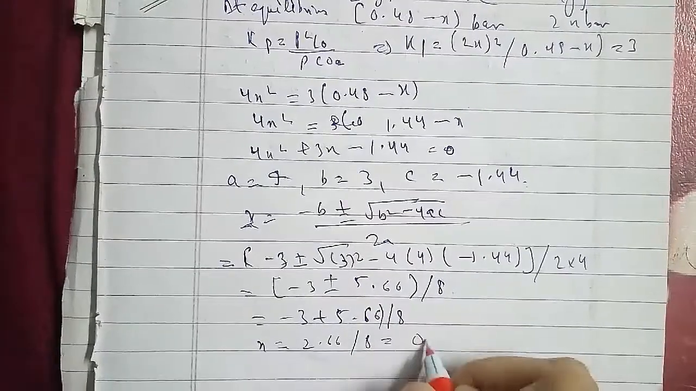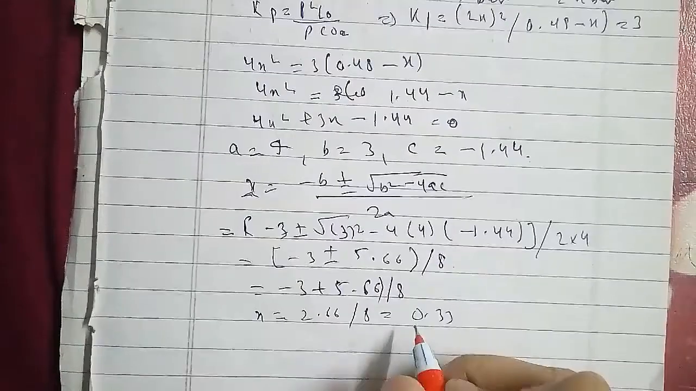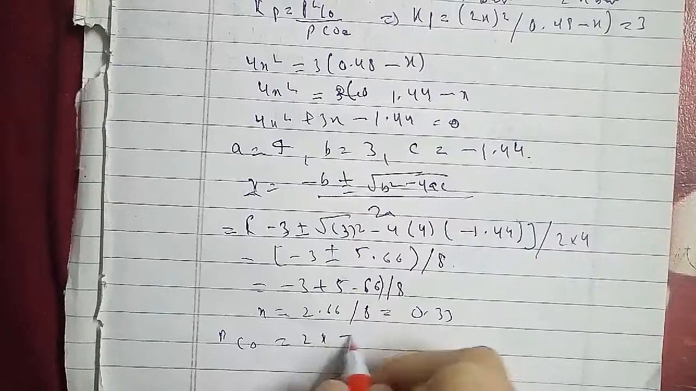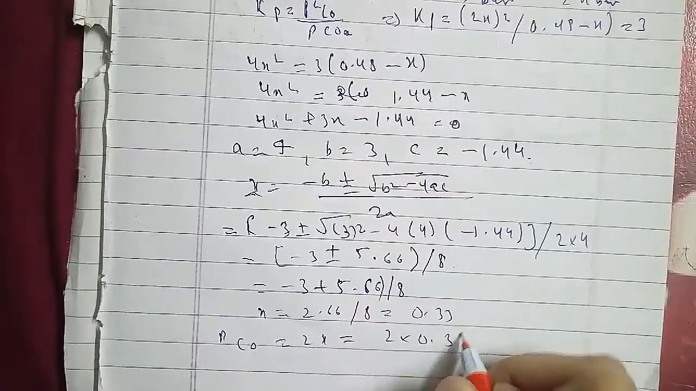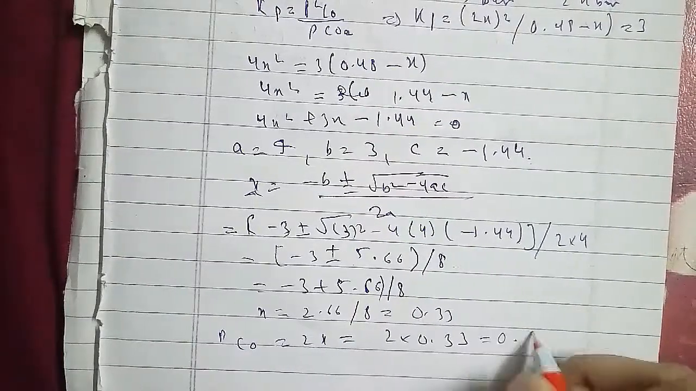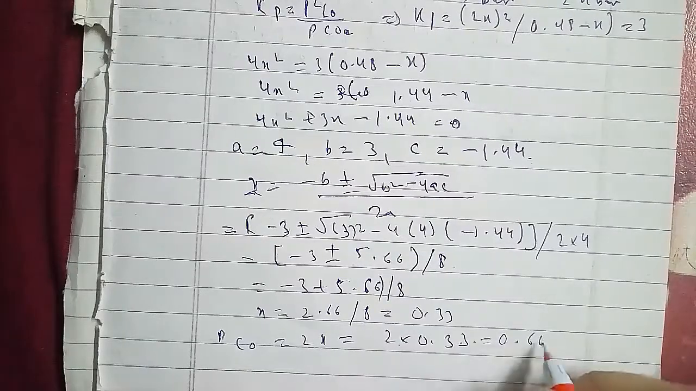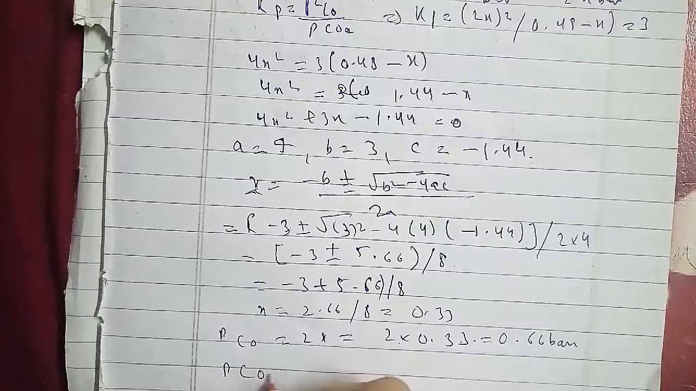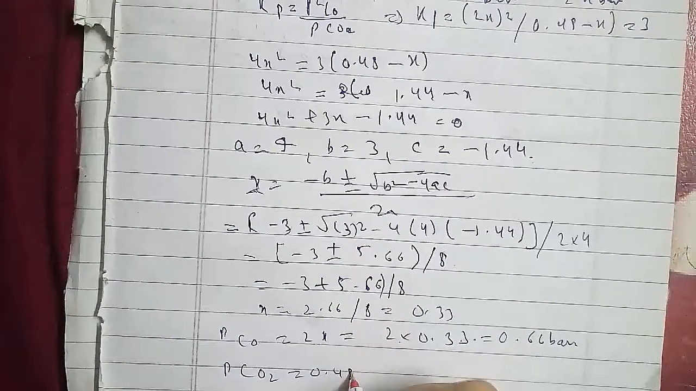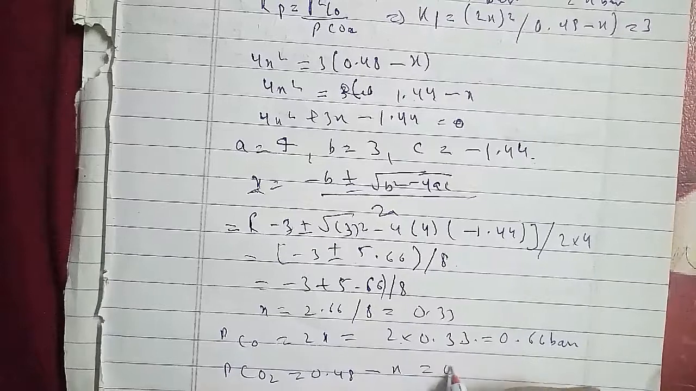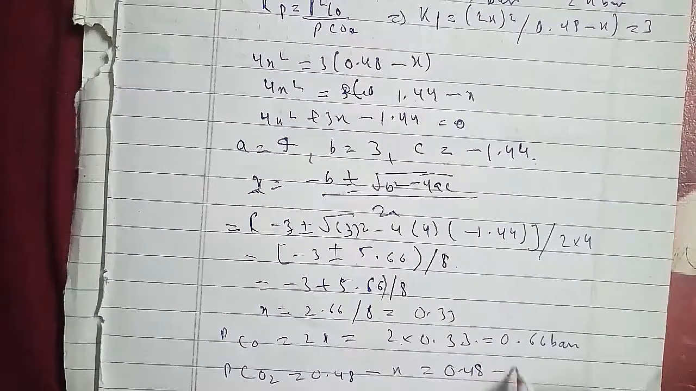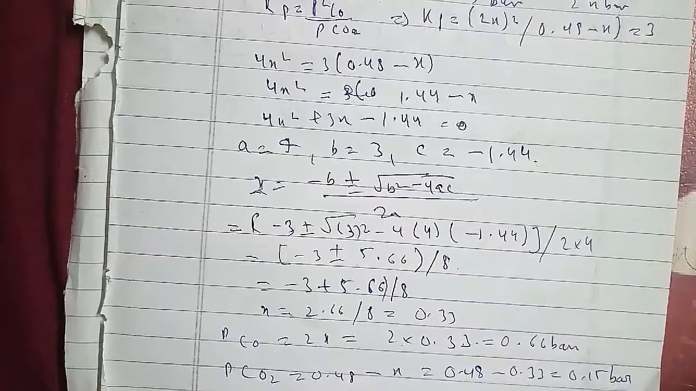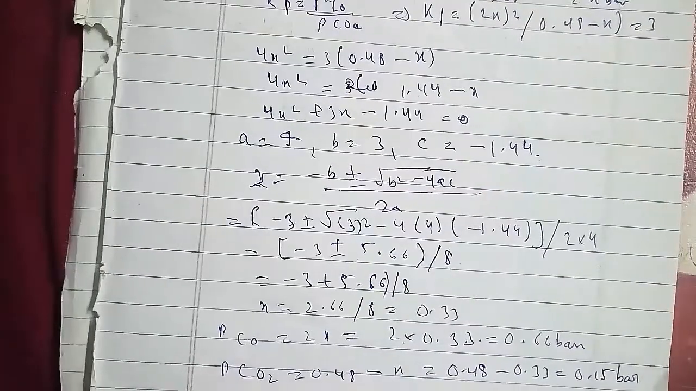The equilibrium partial pressure of carbon monoxide is 2x, that is 2 multiplied by 0.33, which gives 0.66 bar. And for P of CO2, that is 0.48 minus x, that is 0.48 minus 0.33, which gives 0.15 bar as the value. With regard to that, now we'll move ahead and discuss more further.